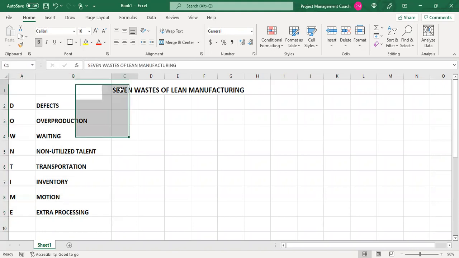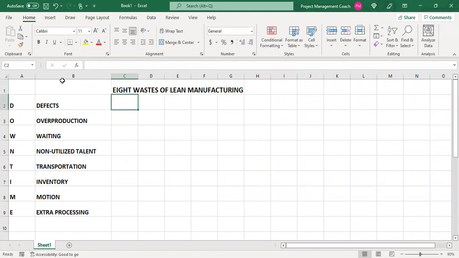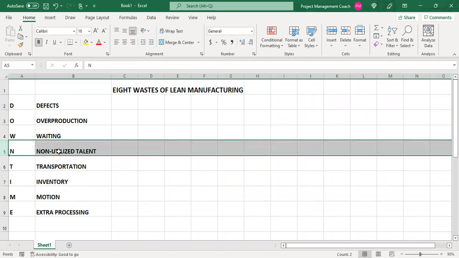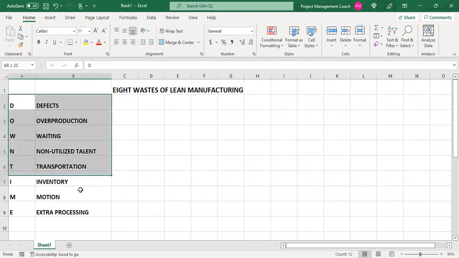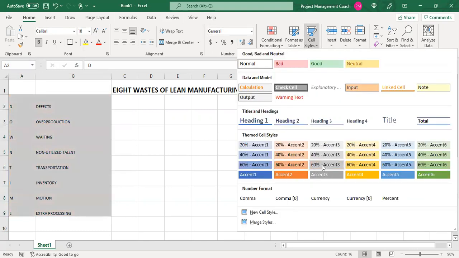wastes. So we're going to make a little edit because the traditional 7 did not include this. You don't see the non-utilized talent, but that's a new one. I learned that from my teacher, and I decided to put it in my Scrum teacher when I learned Scrum. And this is one that I learned from him, from Tom. So I put it in here. Okay. Let's go ahead and do a little format to make it a bit more memorable.